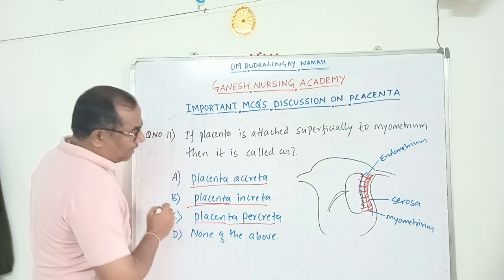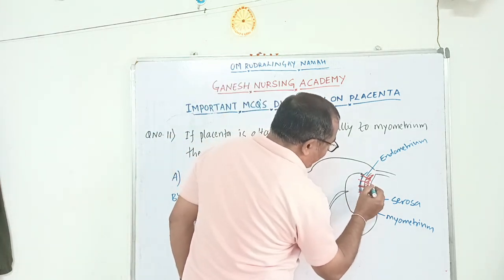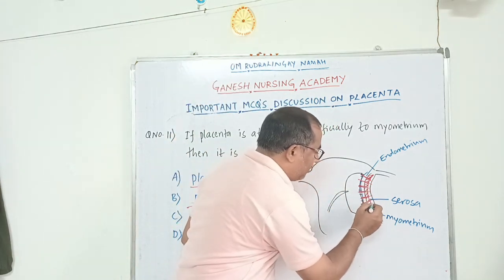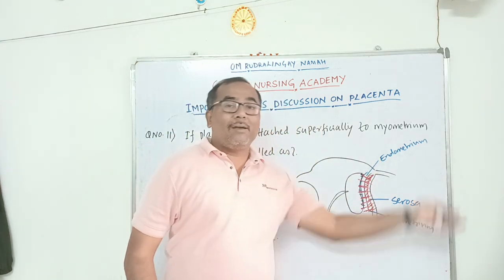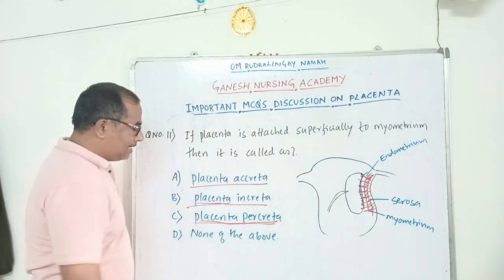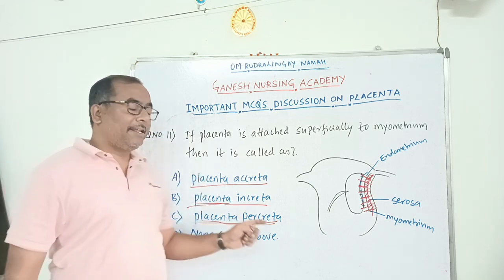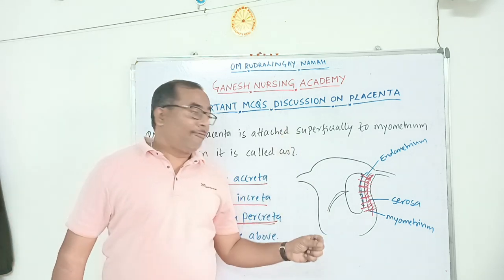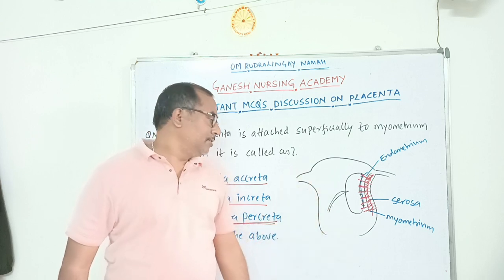Now, what is placenta percreta? In placenta percreta, the placenta attaches and crosses the myometrium, and then it is attached to the serosa. When the placenta is attached to the serosa layer of the uterus, beyond the myometrium, it is known as placenta percreta. Placenta accreta, increta, and percreta cause failure of the placenta to separate from the uterus, and they can be a cause of postpartum hemorrhage, PPH.